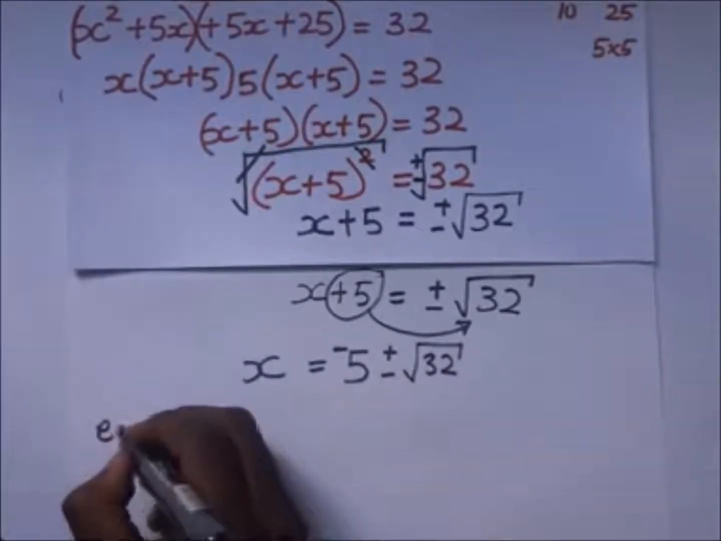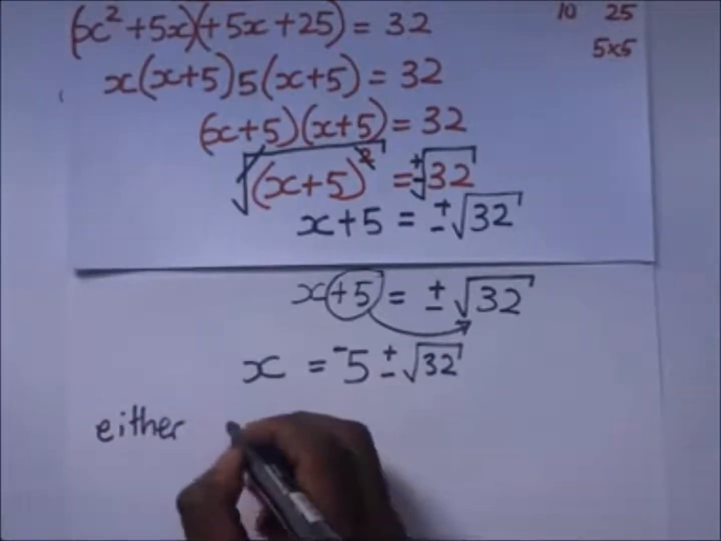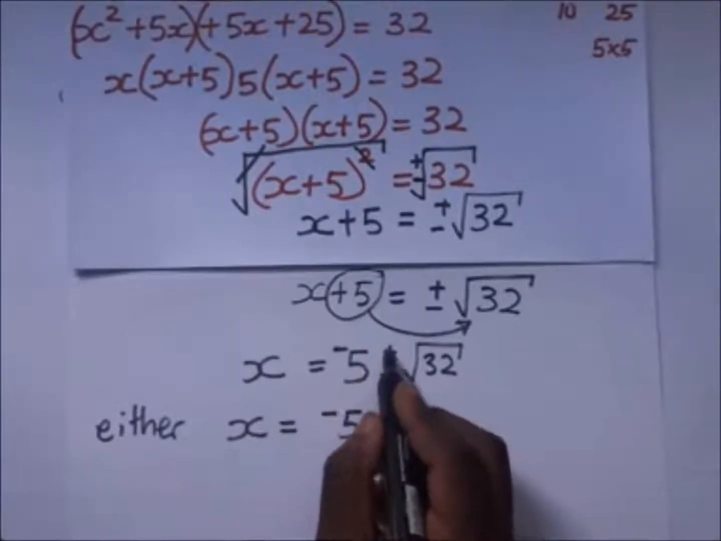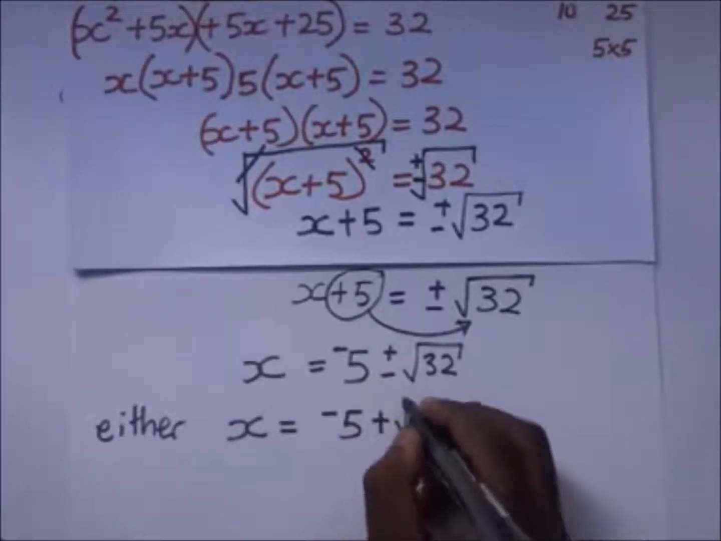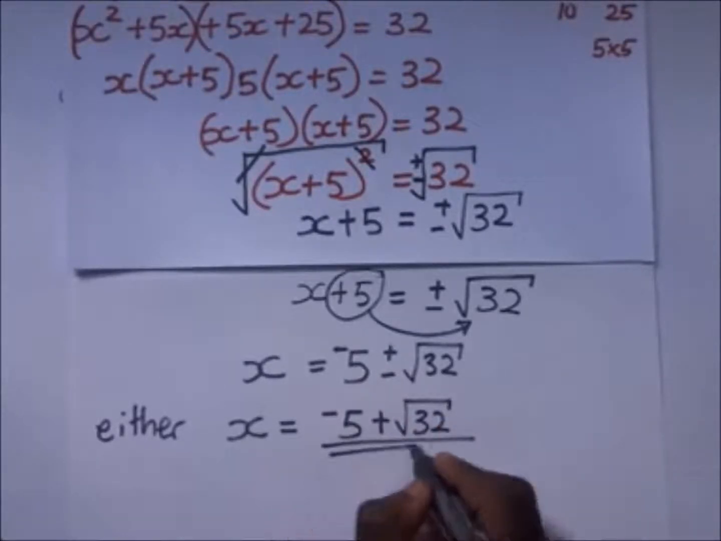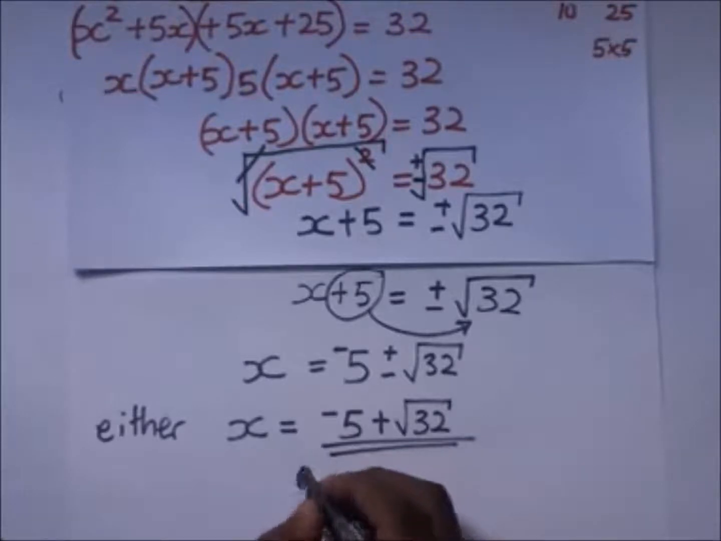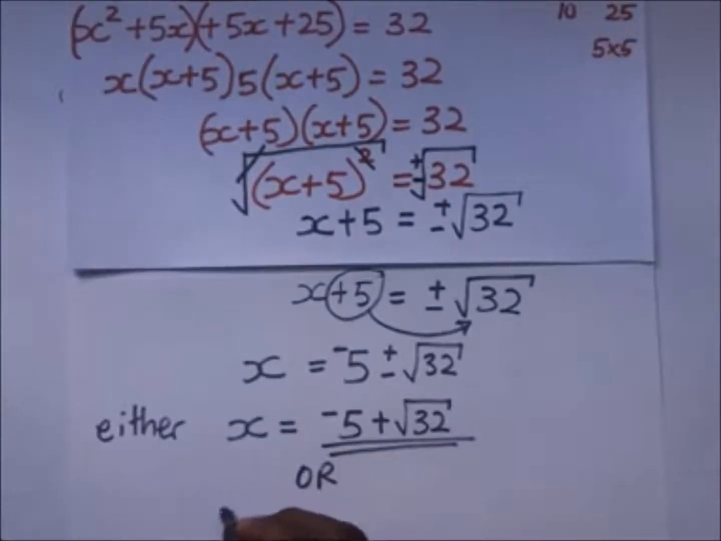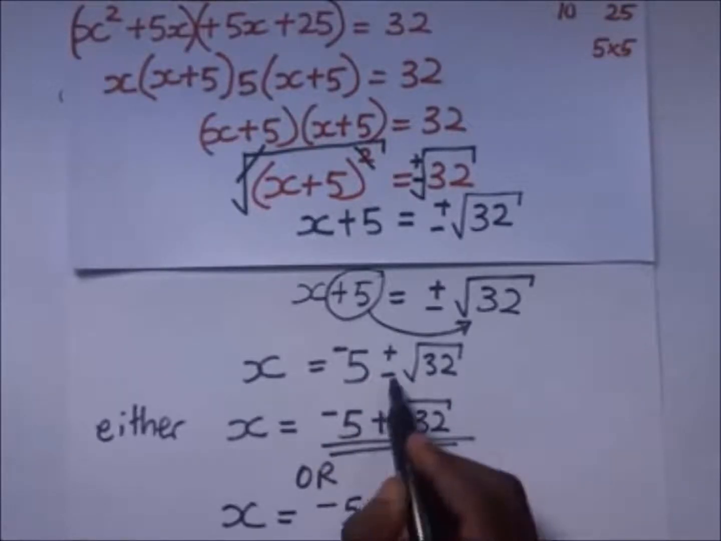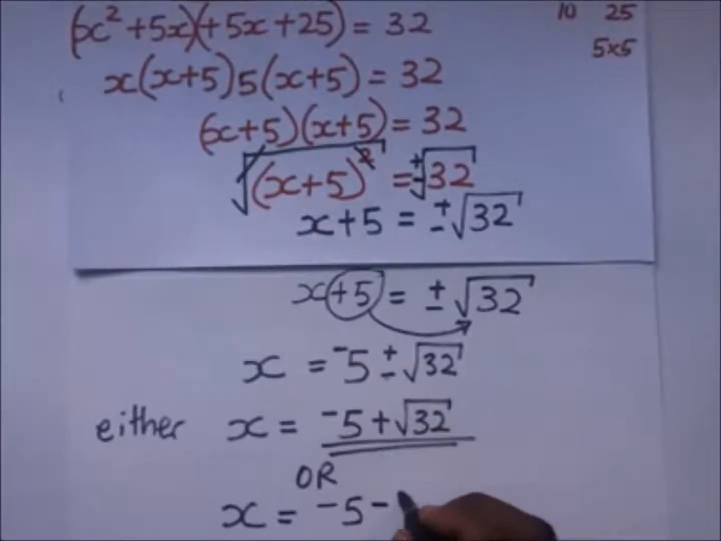So in this case, either x will be equal to negative 5 plus the square root of 32, or our value of x is going to be negative 5 minus the square root of 32.